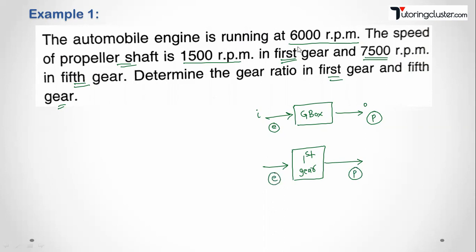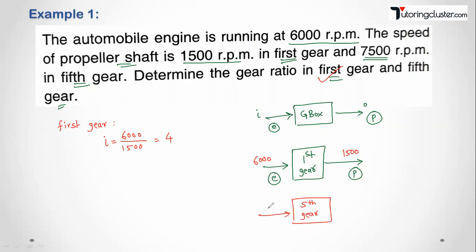So in the first gear, the engine is running at 6000 rpm. And what is the speed of propeller shaft in the first gear? It is 15,000 rpm. So how am I going to calculate the gear ratio for the first gear? You can write here for first gear: what is the input speed? 6000. What is the output speed? 15,000. It is 0.4. Very easy. So gear ratio in first gear is 0.4. Now let's divide it once more. Let's say your bike is in fifth gear.